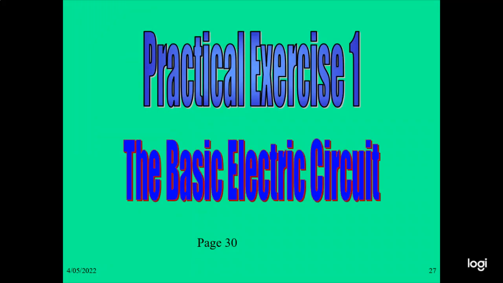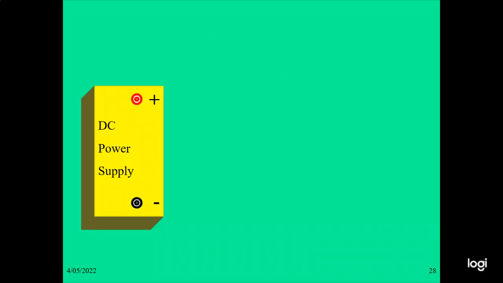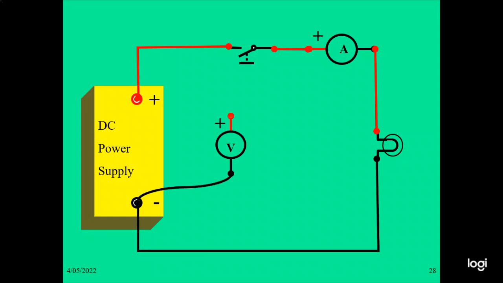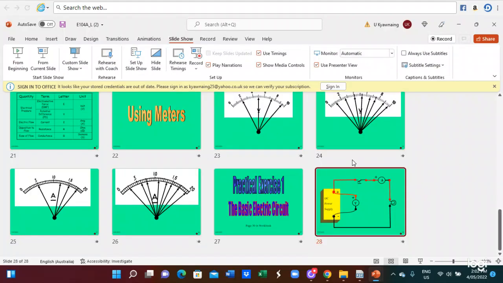So we also do this practical exercise. This is the connection of the DC supply, and this is the switch. This is the voltmeter. We join all the switch this way, and the voltmeter is connected in parallel. So today's lesson we talked about the symbol notation and transportation, also the basic electrical circuit.